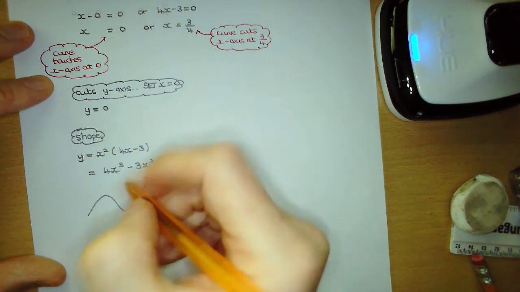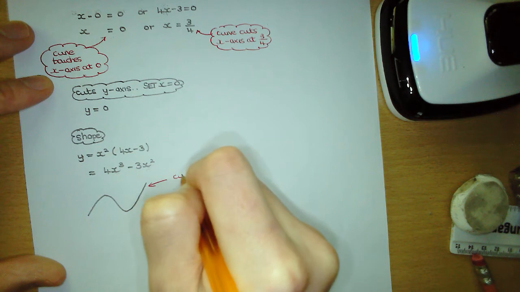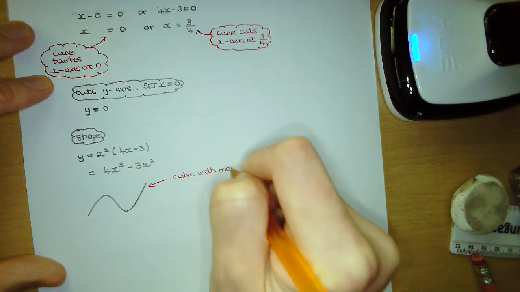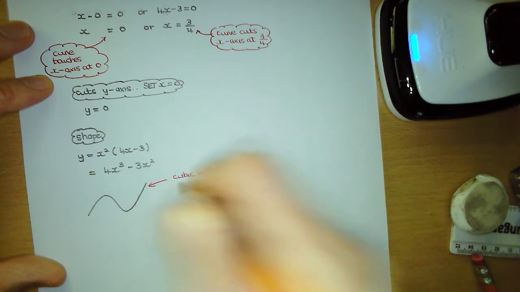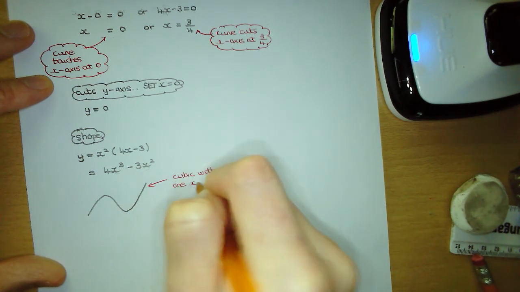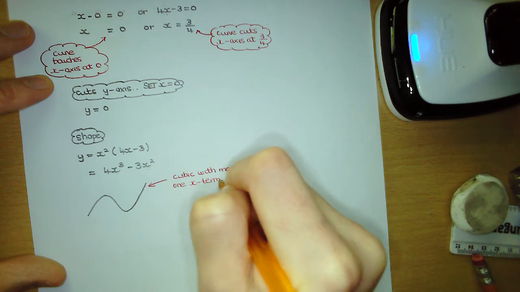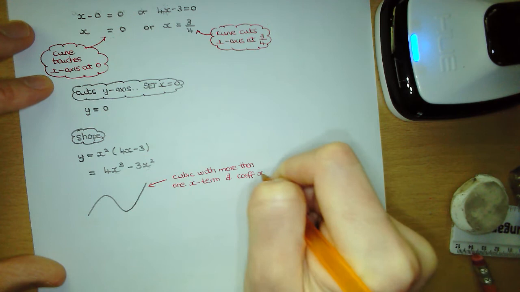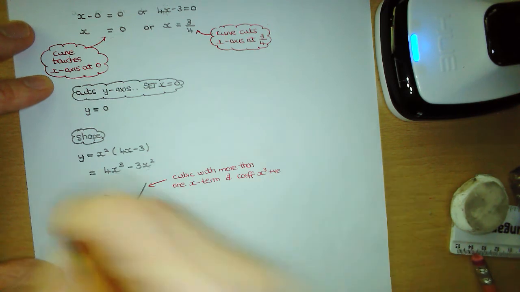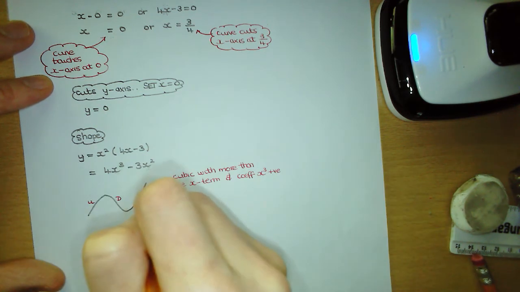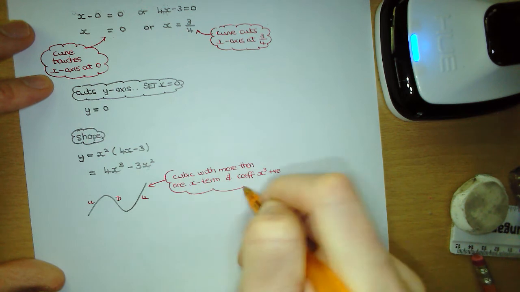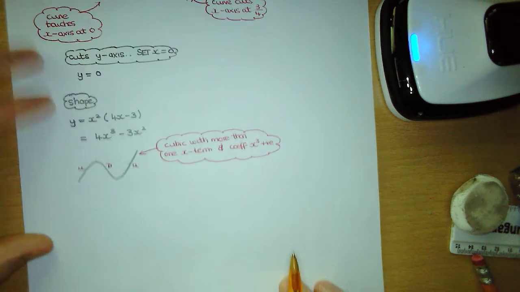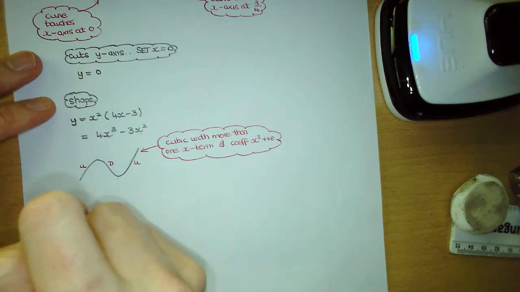Okay, so cubic with more than one x term and coefficient of x cubed is positive. So it's going to go up, down, up. So we've now enough information to sketch without having to calculate the actual turning points and their nature. So let's get our sketch.